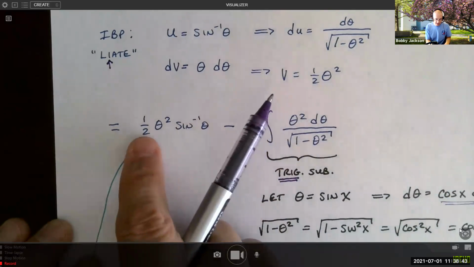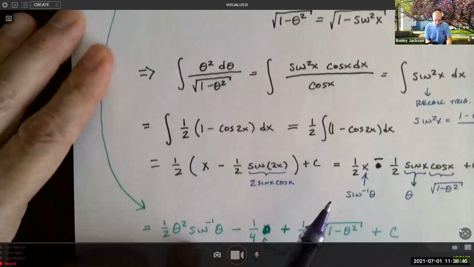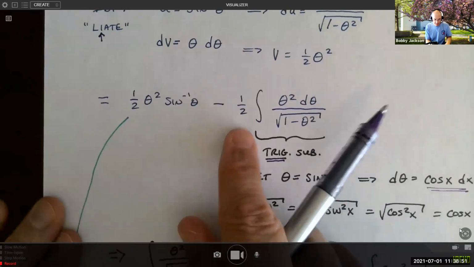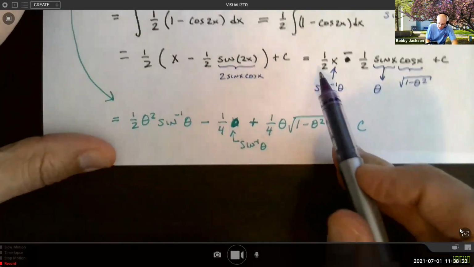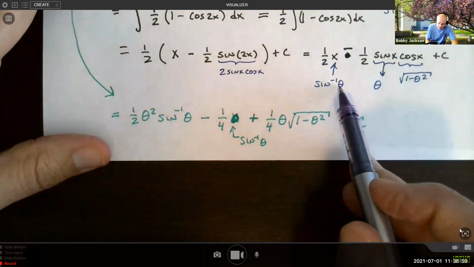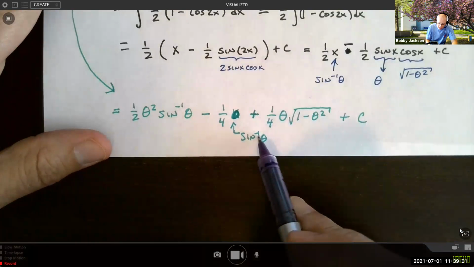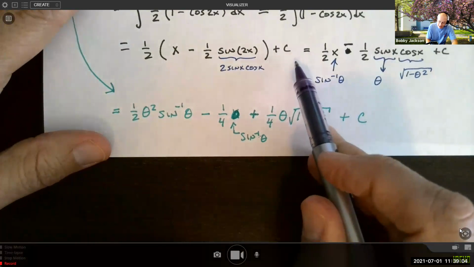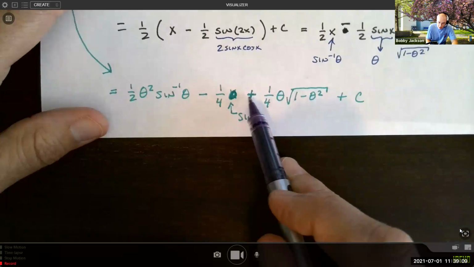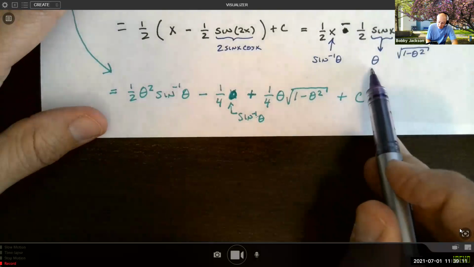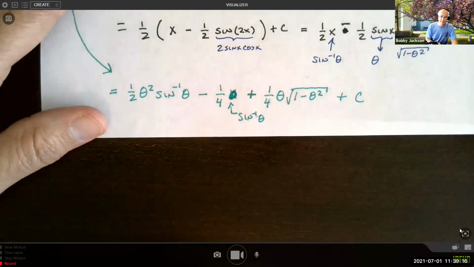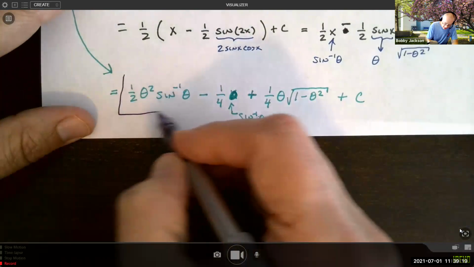So I got the 1/2 theta squared sine inverse theta. Just recopy that down here. And then remember, I need to multiply -1/2 through this. So -1/2 times 1/2 sine inverse theta is -1/4 sine inverse theta. And then remember, -1/2 times what? -1/2. Negative times negative is +1/4 theta square root of 1 minus theta squared plus c. And there is our antiderivative.